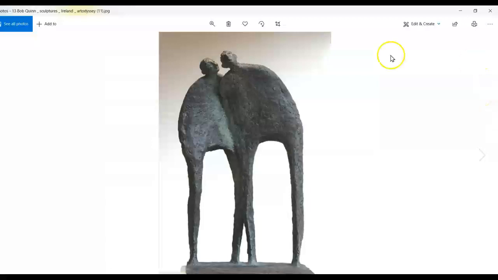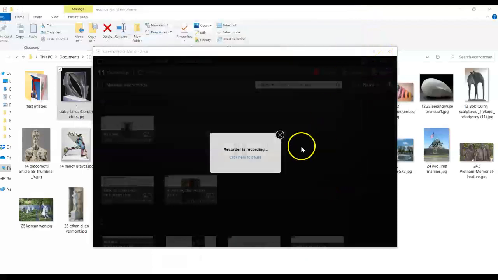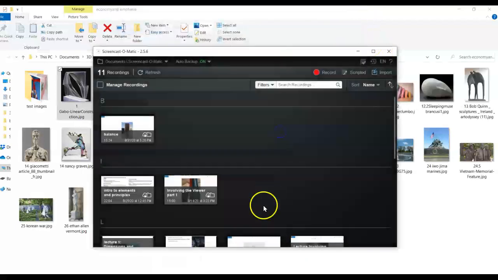Okay, this is another kind of abstract, simplified piece. Whoops. Oh my goodness.